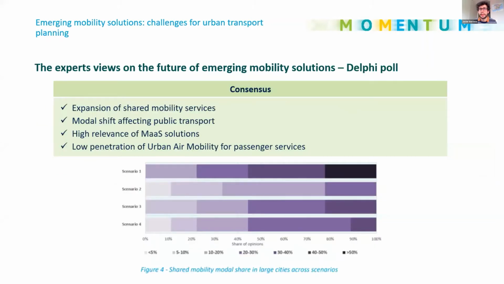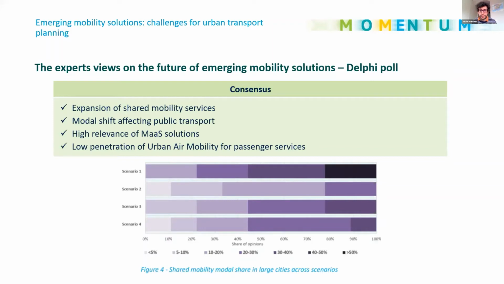As I mentioned, we used these scenarios for approaching experts and asking them which are the expected impacts and implementation levels of the different emerging mobility options. We did this through a Delphi poll, and it was particularly interesting to focus on which aspects gather more consensus among experts and which aspects remain unclear.